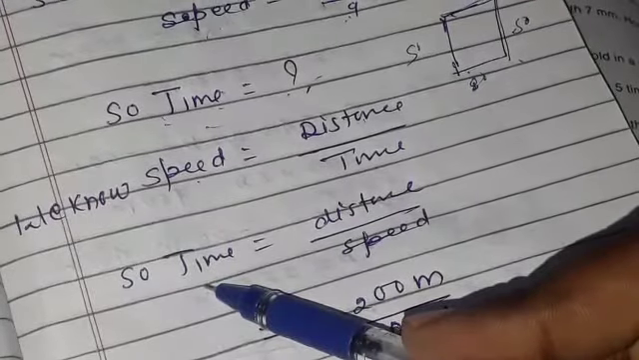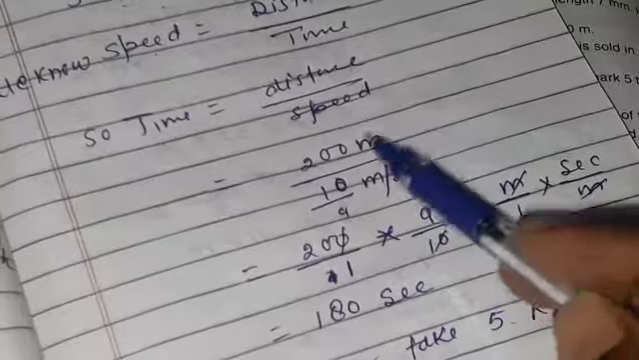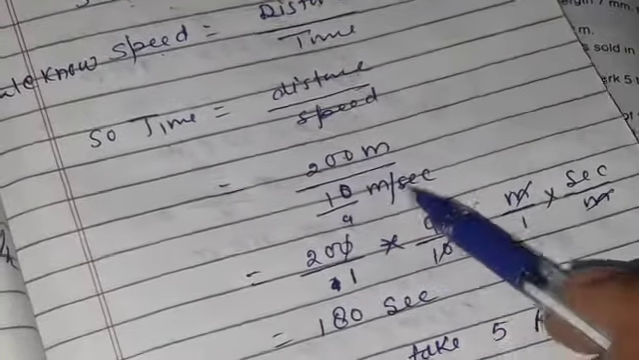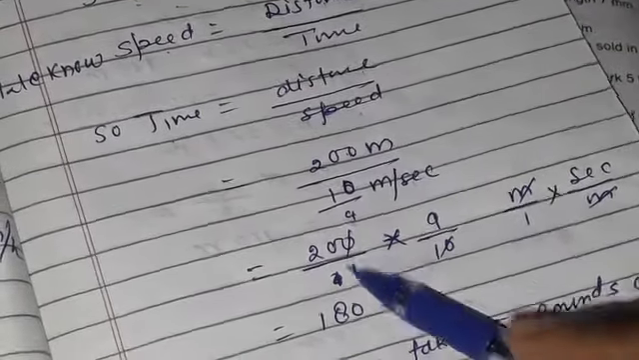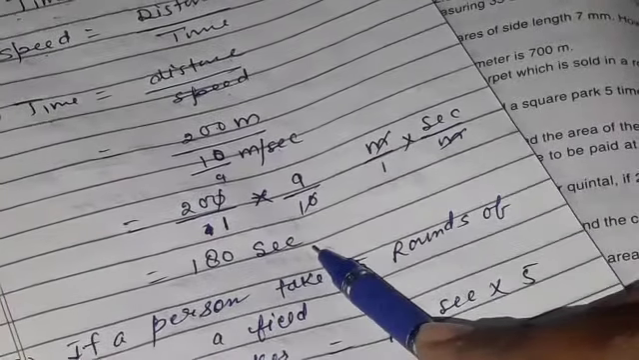So we can calculate time by the formula time equal to distance upon speed. The meaning is 200 meter upon 10 upon 9 meter per second. So by calculating this, we will get 180 second.